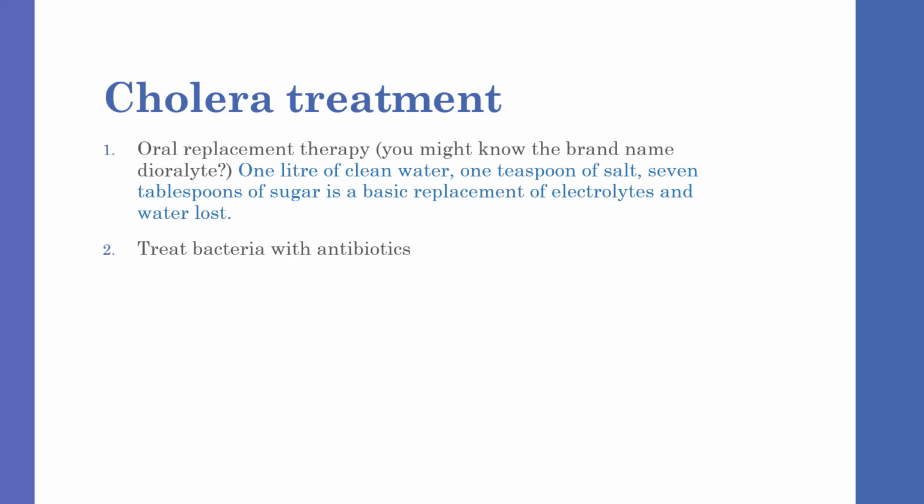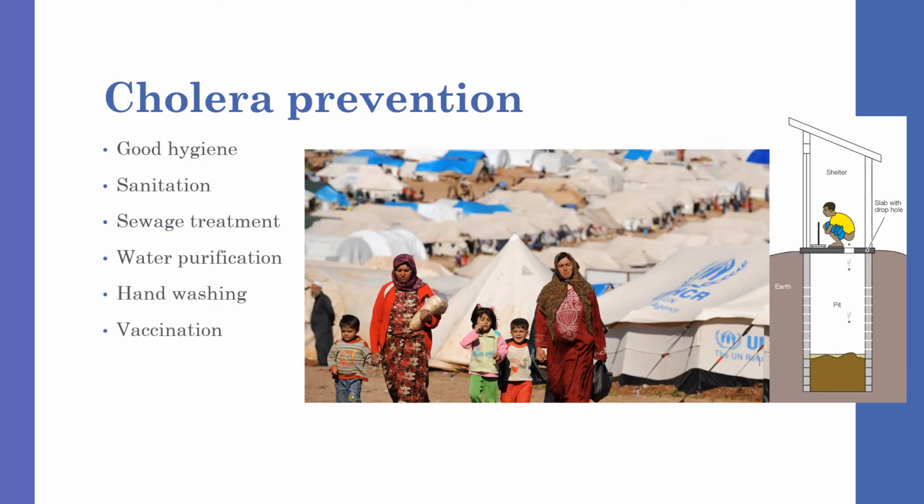Obviously, in the Western world, we've got antibiotics to treat the bacteria. However, if you get plenty of oral replacement therapy, you can wait until your immune system kicks in, which you will have to do in poorer countries, and just outwait it and hope that your body fights the cholera bacteria before it does a number on you. Now, in some countries, the situation is so dire that just the availability of clean water and salt and sugar is already a problem.